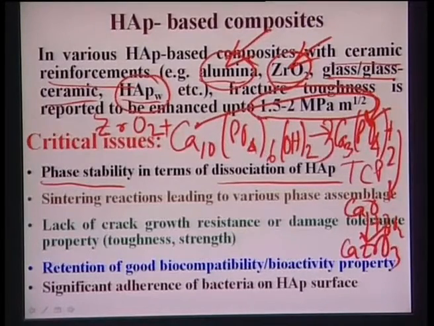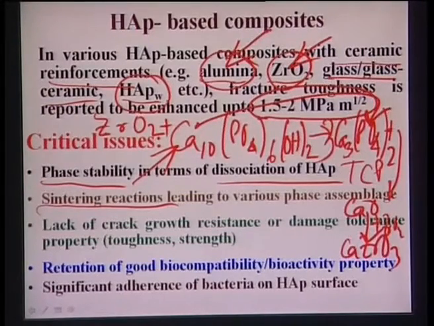Okay? So, what I am saying here is that these sintering reactions can take place depending on what kind of reinforcement you add to this hydroxyapatite. And if these sintering reactions take place, then you cannot take full, 100% advantage of the fact that you have the hydroxyapatite in the material.